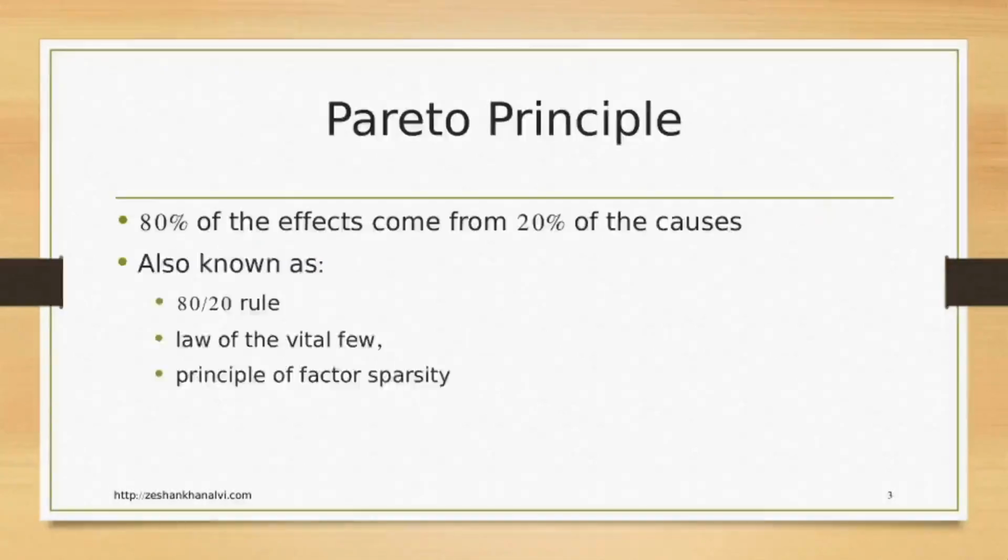A Pareto theorem. According to this theorem, in any application, out of 100% of features, just 20% are the most distinguished or most useful. It is also called the 80-20 principle, law of the vital few, or principle of factor sparsity, but the abstract is that 20% of the features can carry 80% of the information.